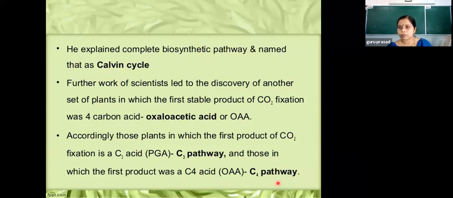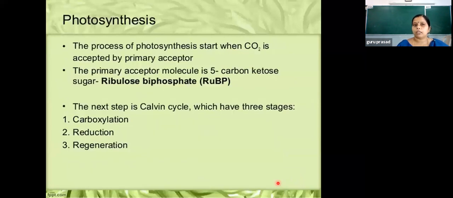C4 pathway. So the dark reaction is studied under two processes, the C3 pathway and the C4 pathway, depending upon what? Depending upon the first stable compound, or the first compound which absorbs the atmospheric carbon dioxide and gets converted into a stable compound. Depending on this, the biosynthetic pathways are of how many types? Two types. C3 pathway and C4 pathway.